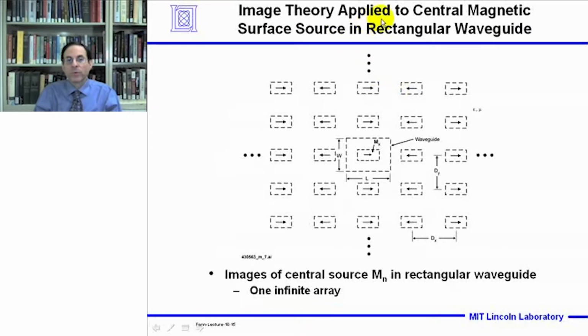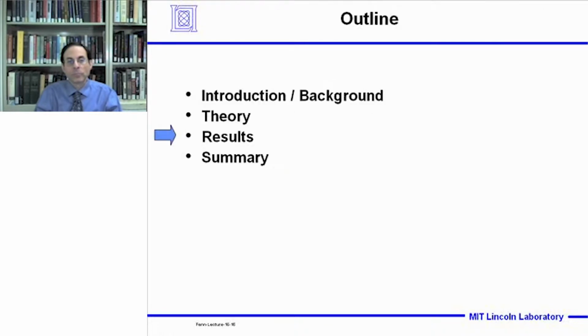In the case where image theory is applied to the central magnetic surface source in the rectangular waveguide, there's only one infinite array, as shown here. Let's show some results.